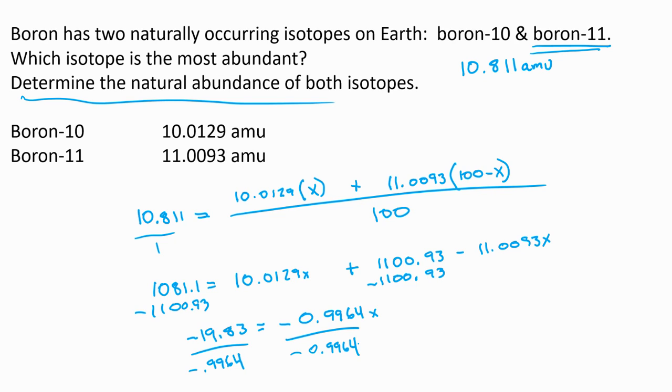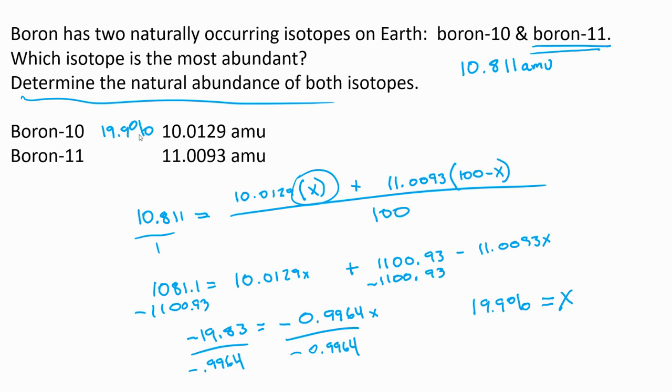So I do that on my calculator. Negative 19.83 divided by negative 0.9964, and I get 19.9. That's a percentage, and that's equal to X. Well, what's X? X is the percent of boron 10. We would say 19.9% is its natural abundance.